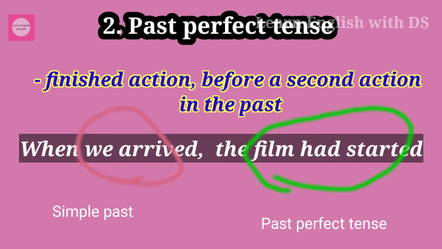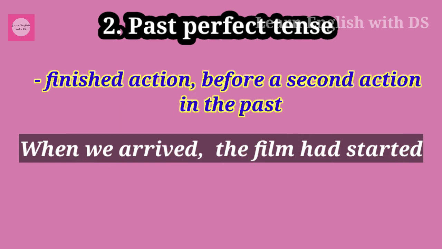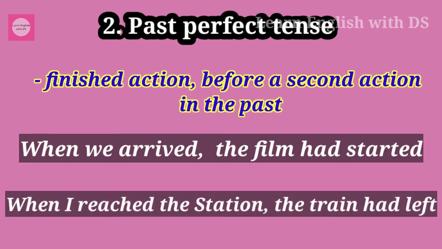In this example, the first action is the film had started, and the second action is we arrived. So, the first action should be written in past perfect tense. When we arrived, the film had started. The other example is, when I reached the station, the train had left.